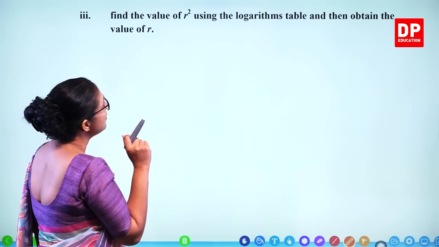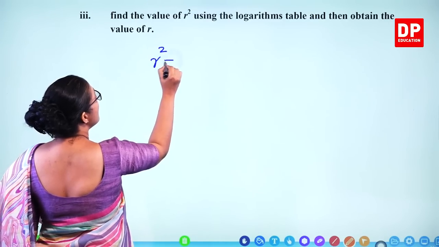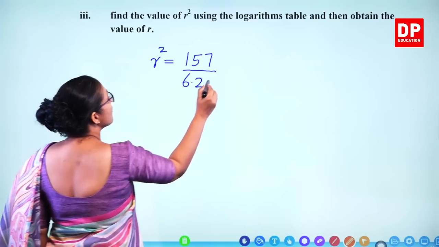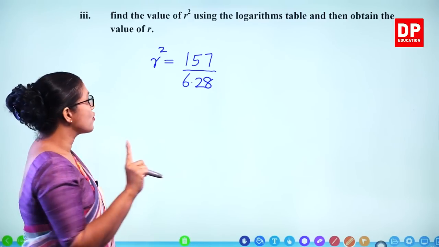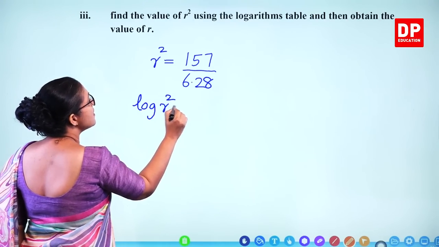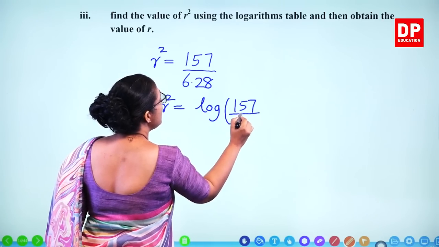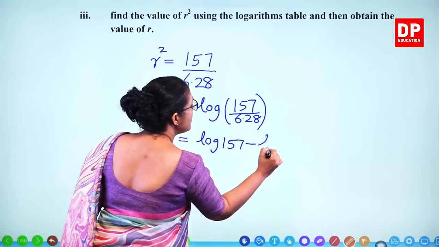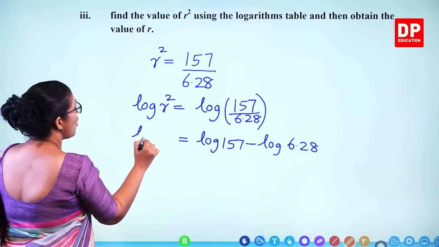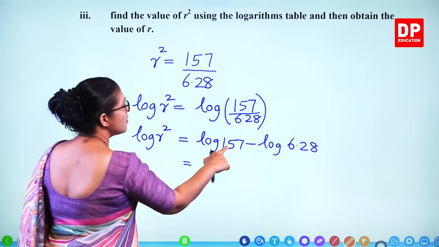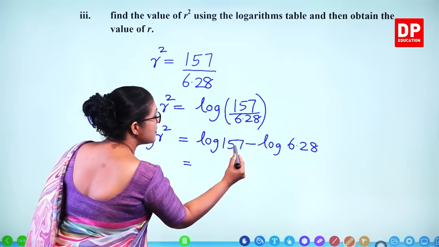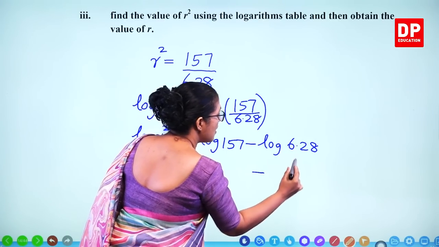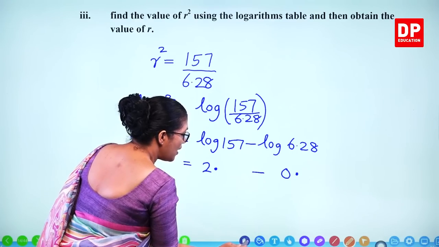Find the value of r squared using the logarithm table and then obtain the value of r. So what's r squared? We found 157 over 6.28. They're asking first to find the value of r squared. Take logarithms. Log r squared is equal to log of this. And we know division becomes subtraction of logarithms. Log 157 minus log 6.28 is log r squared. Before we use the logarithmic table, write in scientific notation: this is power 2, so 2 point something, and this is power 0, so 0 point something. Now we can refer to the table.